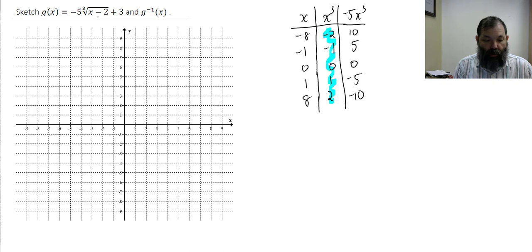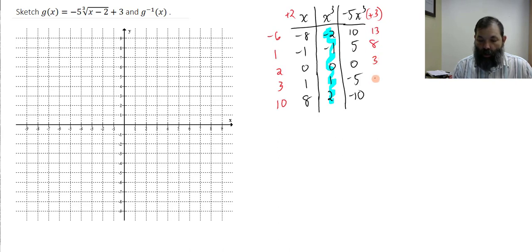All right, now what I need to do is shift 2 to the right. So let's add 2 to the x values. Let's take all these x values and add 2. That gives me -6, 1, 2, 3, and 10. And I will add 3 to the outputs. So now add 3 to the outputs: 13, 8, 3, -2, -7. And those are my ordered pairs for the function.